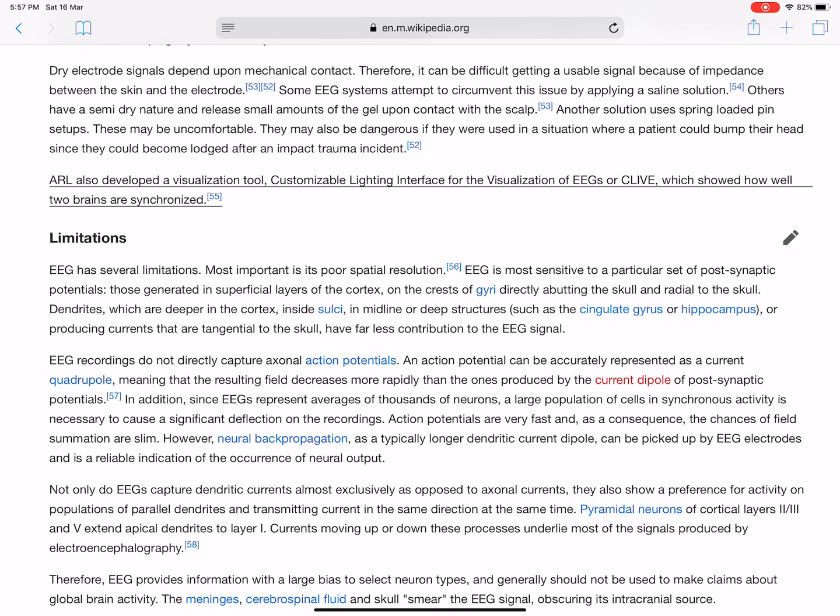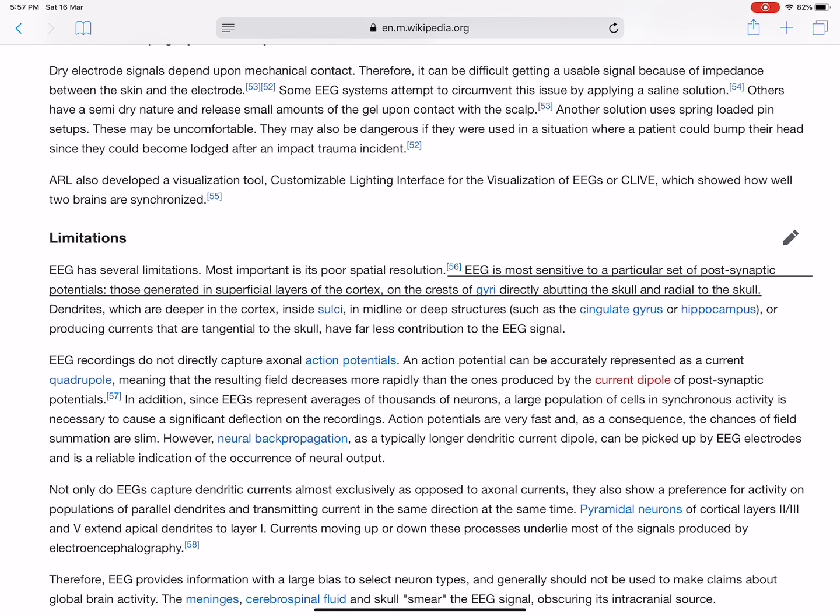Limitations. EEG has several limitations. Most important is its poor spatial resolution. EEG is most sensitive to a particular set of postsynaptic potentials, those generated in superficial layers of the cortex, on the crests of gyri directly abutting the skull and radial to the skull.